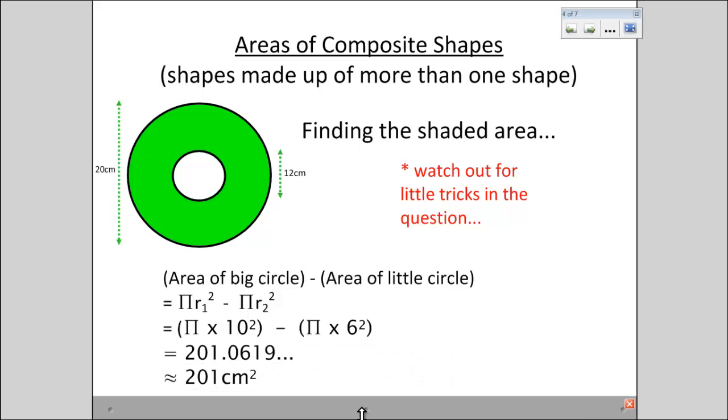And we end up with an area of around about 201 square centimetres. So just a trick to remember the difference between area and circumference of a circle. When you do the circumference, you're either after 2 pi r or pi d.